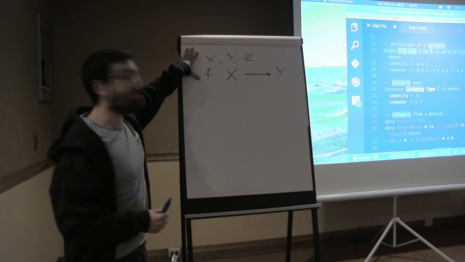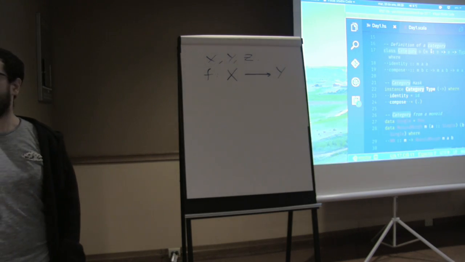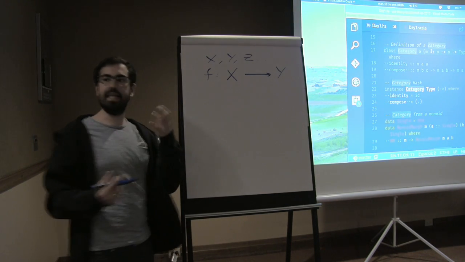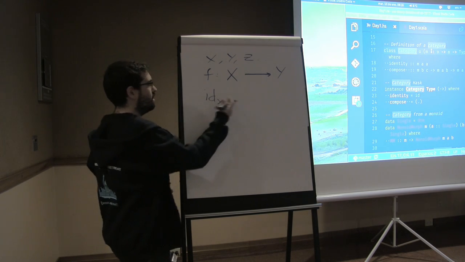So these are the first things we need for a category, but we also need two more pieces of data. For every object, we need to have an identity arrow. Well, I'll call it identity X.